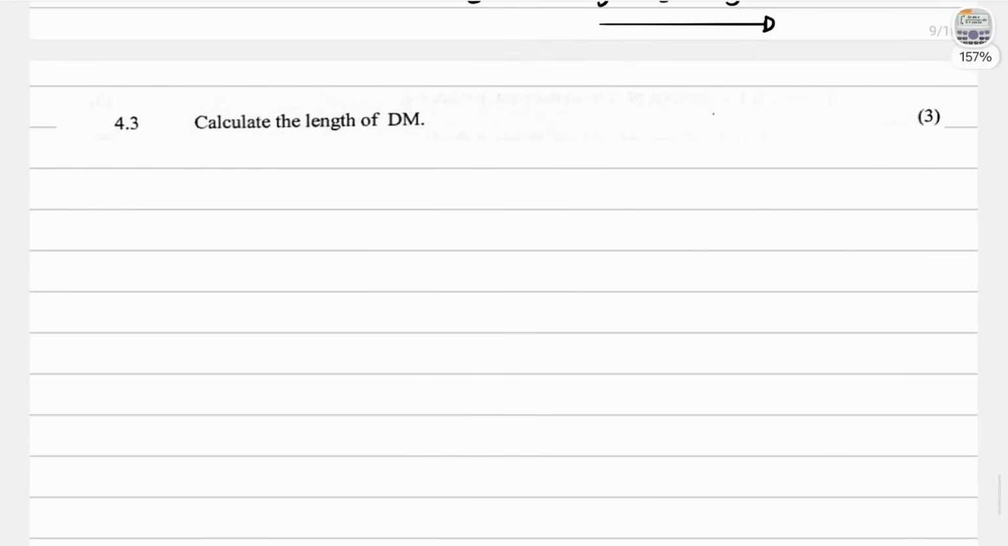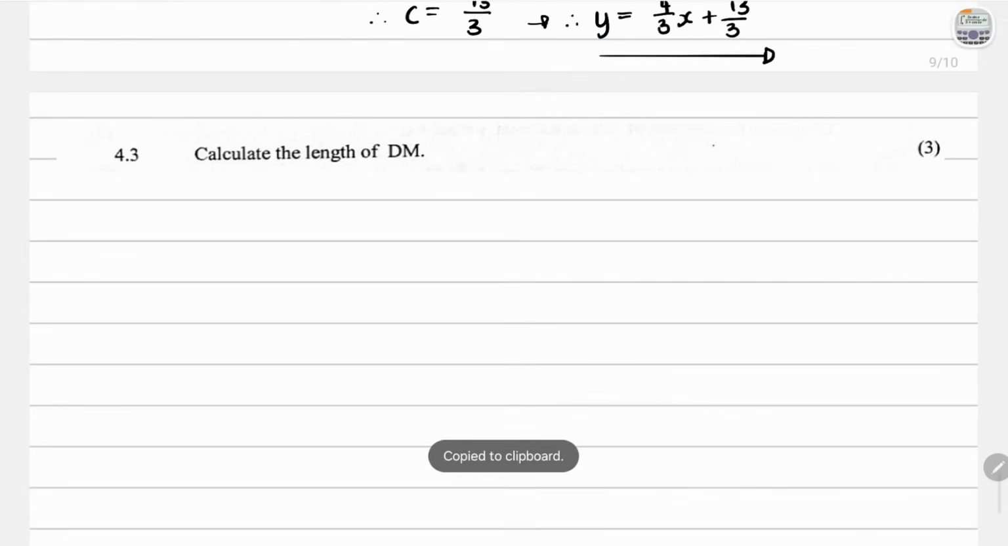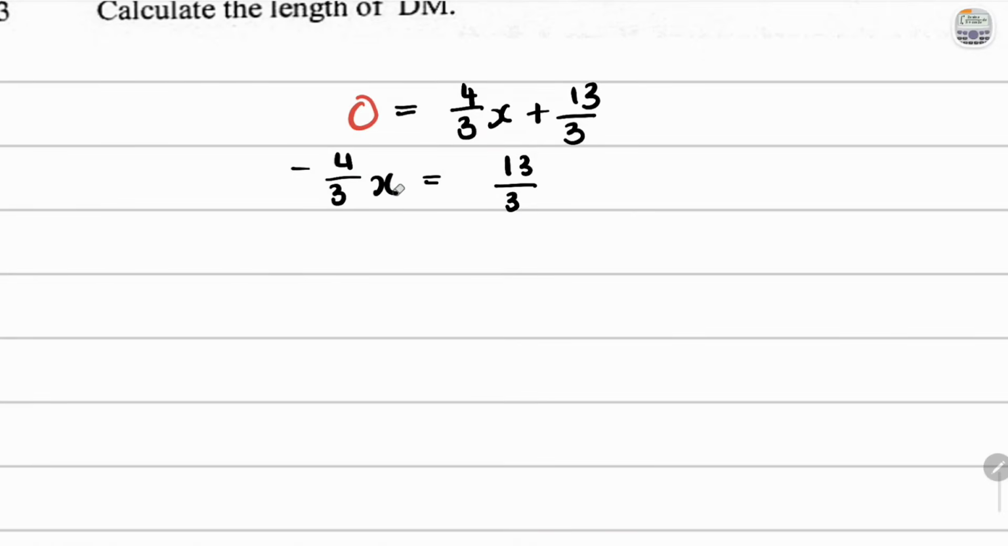Okay, so to find D, use the x-intercept. So make y equal to 0. We'll take in that equation and we're just going to make y equal to 0. So in place of y, we say 0. And might as well just take this over, doesn't matter. -4 over 3x is equal to 13 over 3. And then to solve for x, you can divide both hand sides by -4 over 3 or multiply both hand sides by -3 over 4.